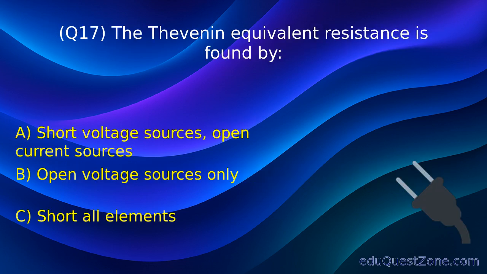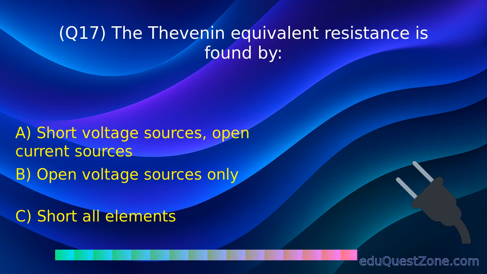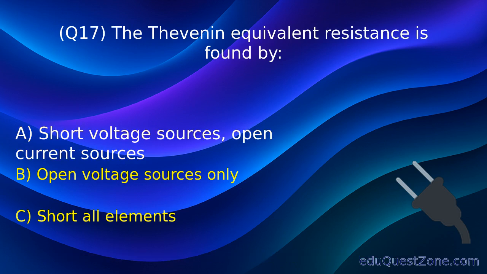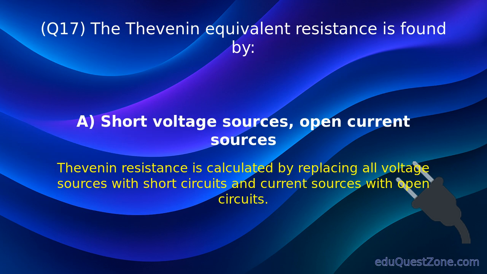Question 17. The Thevenin equivalent resistance is found by Option A. Short voltage sources, open current sources. Replace all voltage sources with short circuits and current sources with open circuits to find Thevenin resistance.